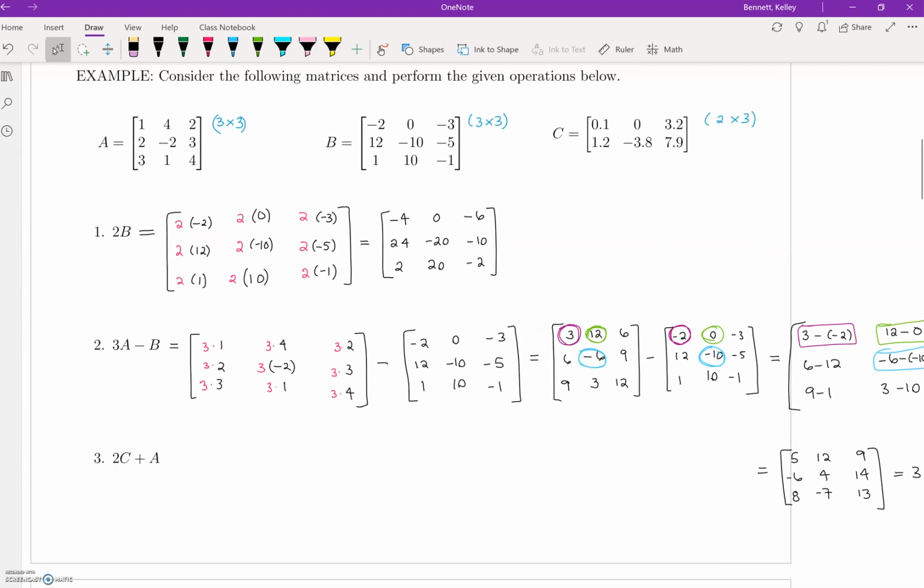The last operation we're asked to perform is 2C plus A. Well, the dimension of C is 2 by 3. And A is 3 by 3. Because their dimensions are not equal, you cannot add these.